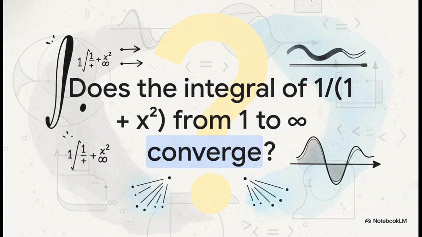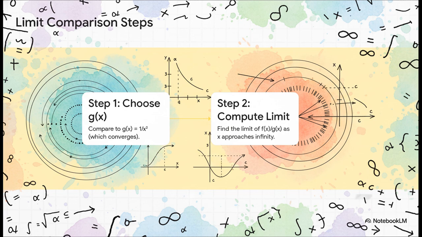We've got the integral of 1 over 1 plus x squared. Now, we could probably wrestle with direct comparison here, but let's use our new, more powerful method instead. So, step 1, we pick our comparison. The most dominant term in the denominator is that x squared, so let's choose g of x to be 1 over x squared, which we already know converges.